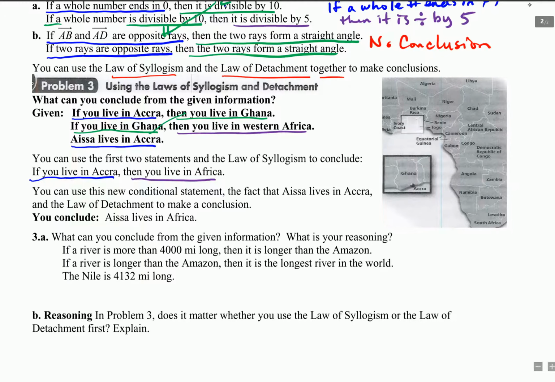And then we can use this new statement because our third statement here matches the hypothesis. It meets the requirement of our new conditional. So we can use our new conditional here, and we can use the law of detachment to say that Isa lives in Western Africa.